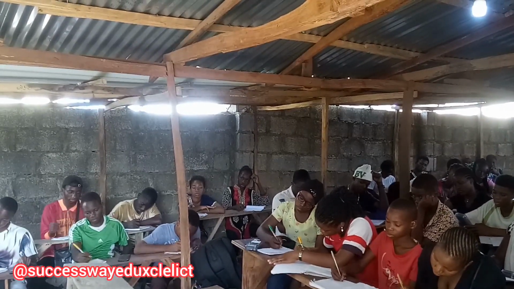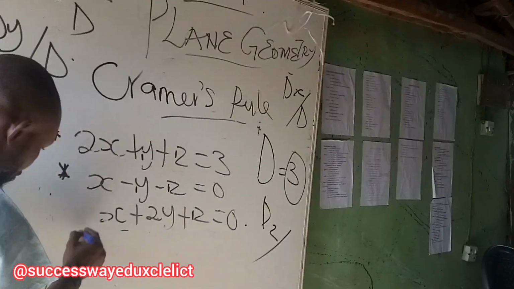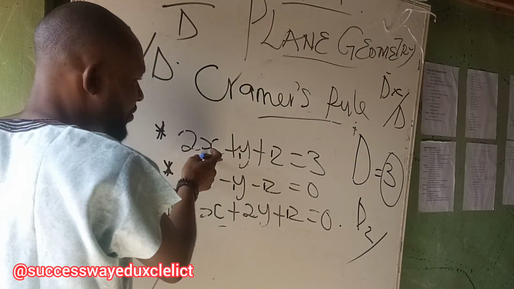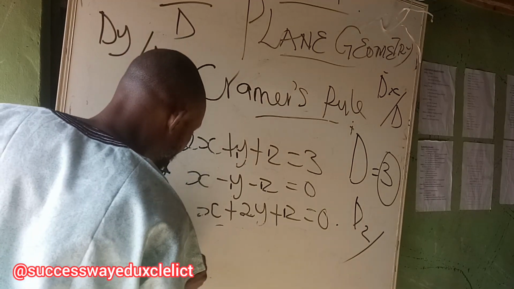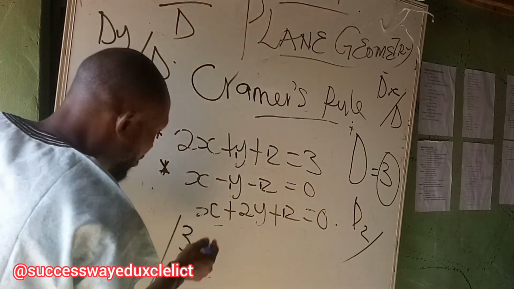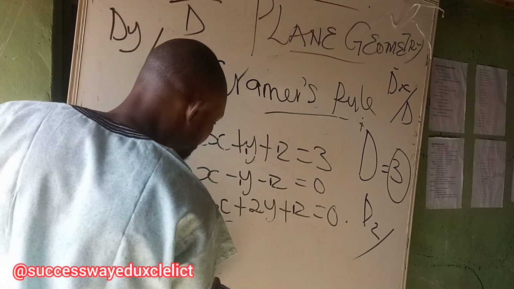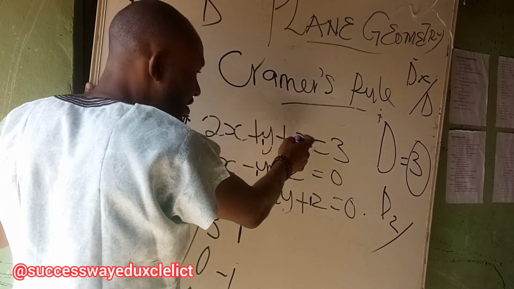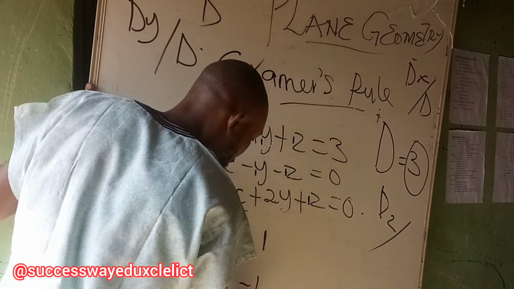So what I'm going to do is start with the determinant of x. I am looking for a determinant of x. As such, the coefficient of x is going to take my equality values. That is 3, 0, and 0. Then my coefficient of y remains. I have 1 here, I have -1, and here I have 2. The coefficient of z remains. That is, I have 1 here, I have -1, and here is also 1.